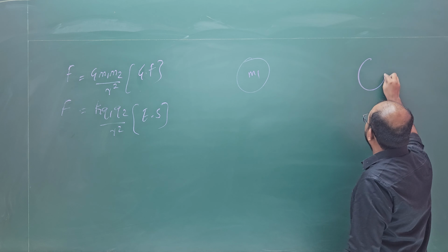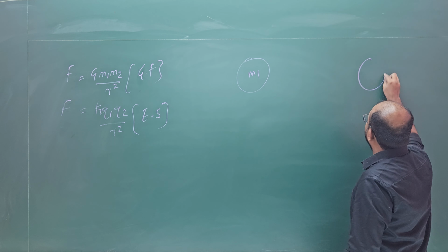That means, can I say that M1 tries to attract M2 in this direction? And similarly, M2 also tries to attract M1 in this direction. So, M1 is trying to apply force in this direction and M2 is trying to apply force in the opposite direction. We already know from that equation how much force they are applying: equal amount of force, but in opposite directions. That means this is the direction of force on 1 because of 2.